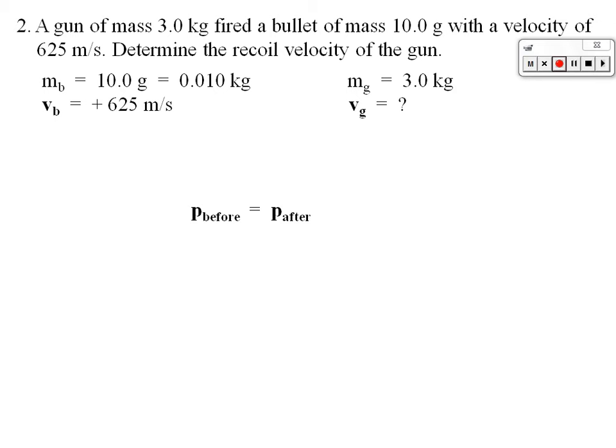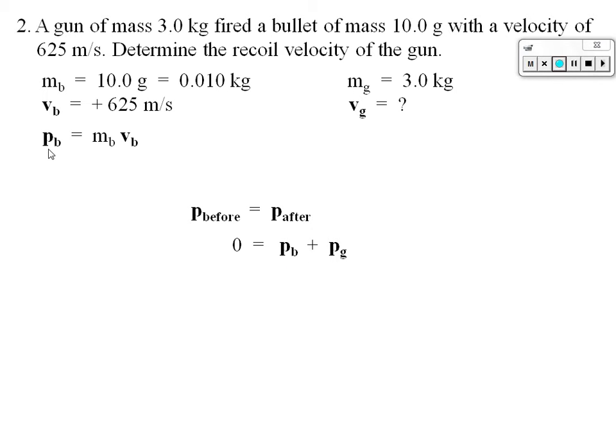Okay, first I'm going to figure out the momentum before, which is 0, because the gun and the bullet are not moving before firing. The momentum afterwards is the momentum of the bullet and the momentum of the gun, vector sum. All right, I'm going to find these individually.